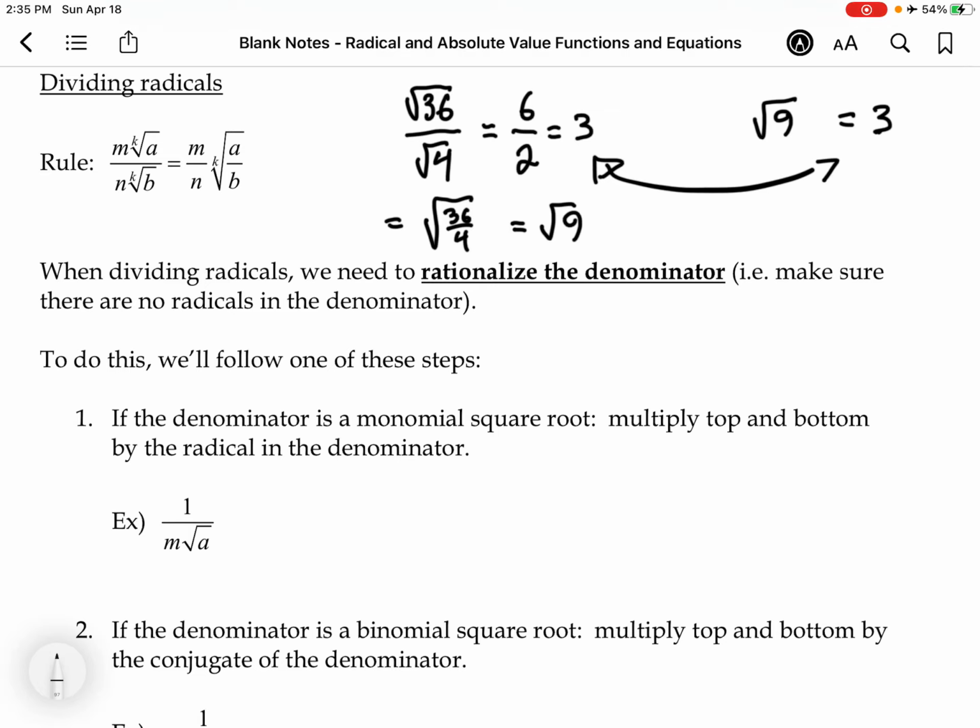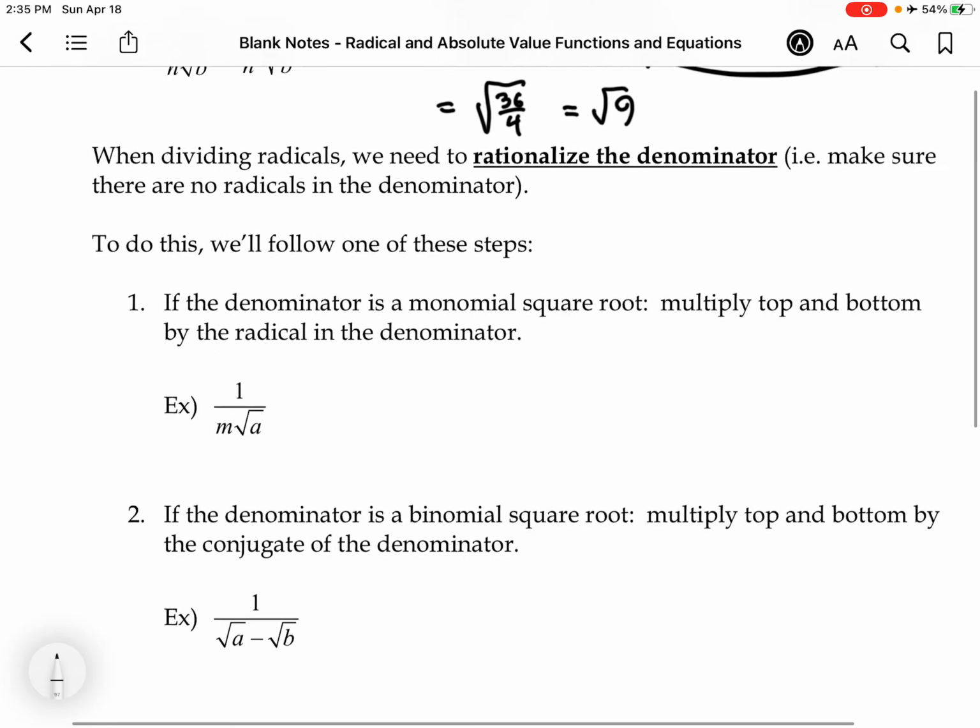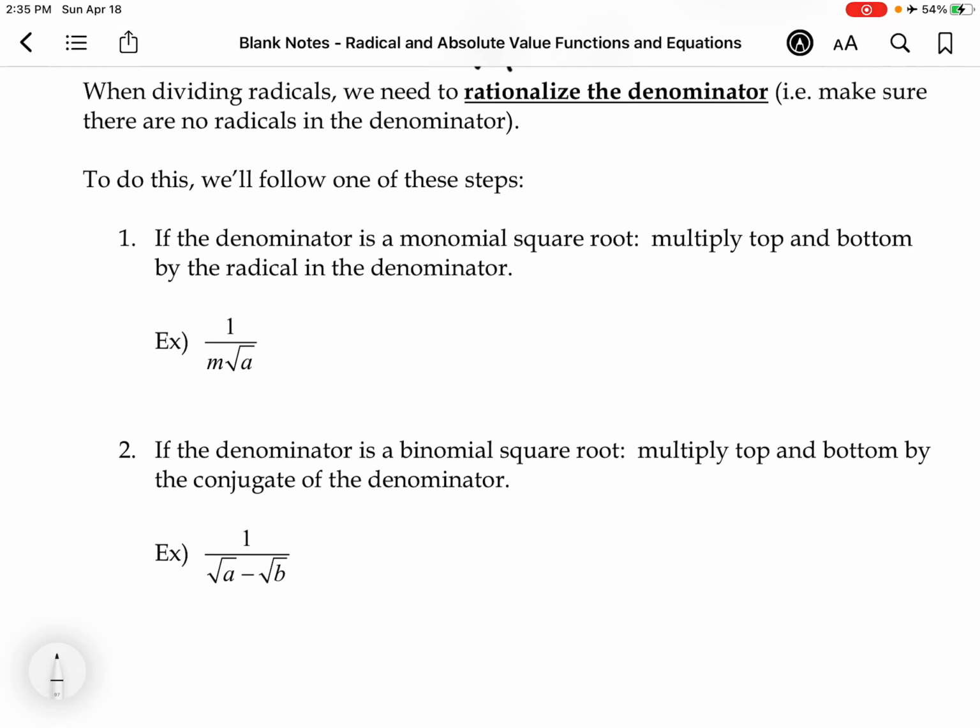So here's how we can get around that. We can use this property and what we know about multiplication to rationalize a denominator. If you have a monomial denominator, let's say you have 1 over m root a, what do I need to multiply the square root of a by to get a rational number? I need to multiply it by itself, because the square root of a times the square root of a is just a. The only way for me to do that, so that I can keep the value of this expression, is if I multiply it by the square root of a over the square root of a, because then I'm just multiplying the expression by 1.